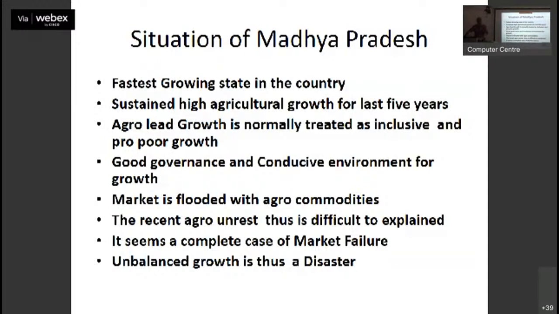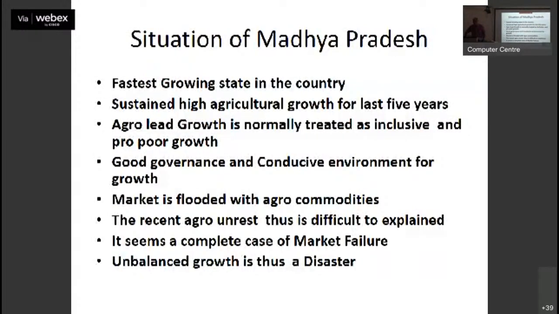So if you develop a proper infrastructure, it can be a wonderful warehouse for all companies. The cost of transportation from Madhya Pradesh to the rest of the country is lowest because Madhya Pradesh is located at the center of the country. Market is flooded with agro commodities. Every year farmers are fighting to sell sometimes soybean, sometimes onion, sometimes tomatoes, sometimes potatoes, all agricultural commodities flooded. There is so much production that the market was not able to absorb it.